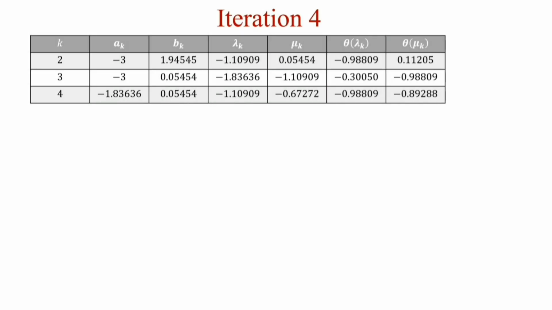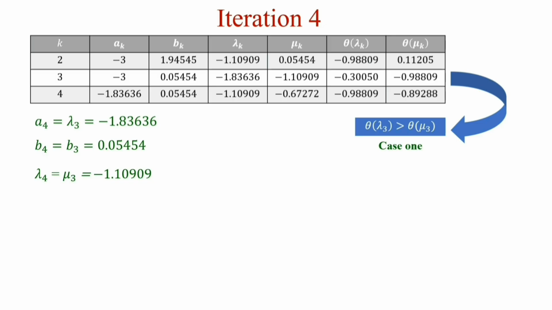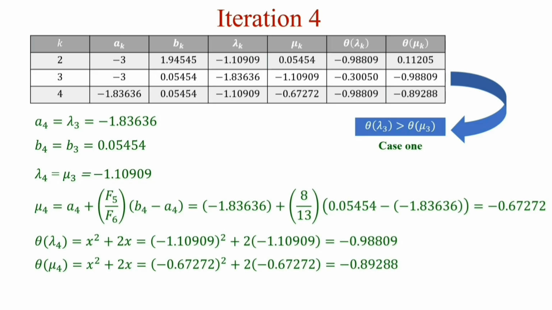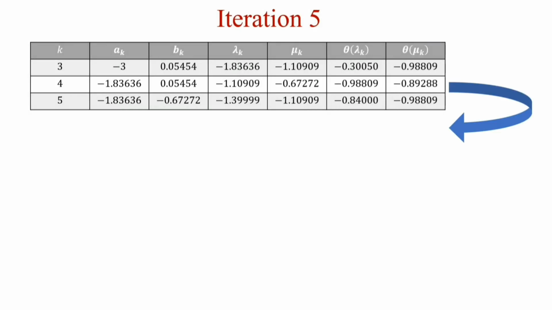At the fourth iteration, case 1 applies. So the calculations for new points and new objective functions are done based on case 1. At iteration 5, the comparison of the previous objective functions shows that case 2 applies here. So the calculations for new points and new objective functions are done based on case 2.